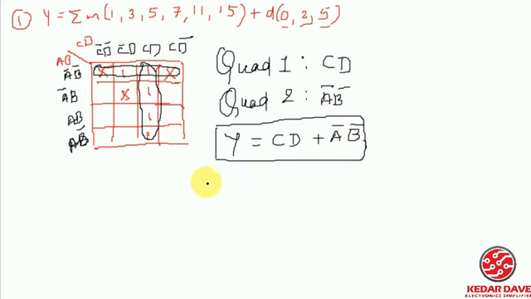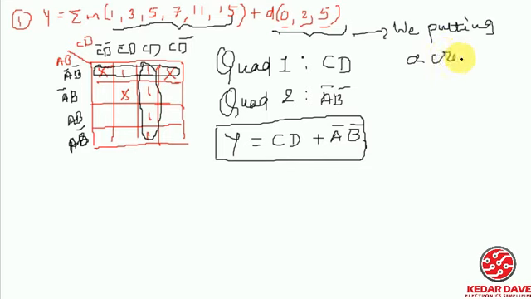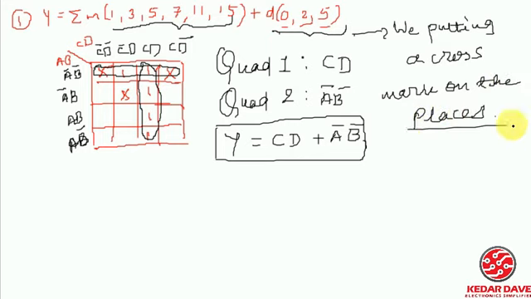So here we can see that these are the regular min terms, and these are the don't care min terms, or we can say don't care conditions, and we are putting a cross mark on those places, right? So keep in mind how we can use this don't care condition, and in this way a Karnaugh map can be drawn for the don't care condition.